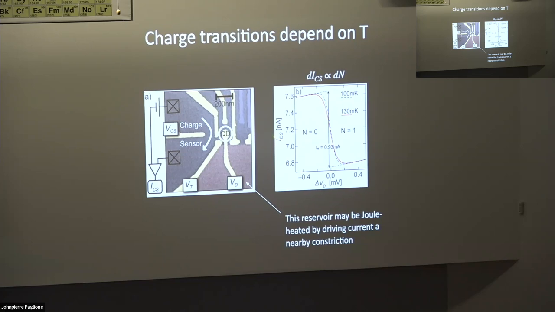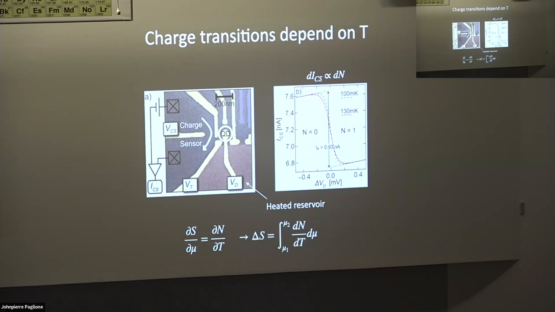All right, so we're looking at how changes in this current are driven by changes in temperature. We have a Joule heater for this device that can heat this pinkish reservoir, and we're looking at how the current changes at different temperatures. You can see here in dashed, that's 100 millikelvin. In red, that's 130 millikelvin. So already from the bare data, you can see that there is a change in N due to temperature.